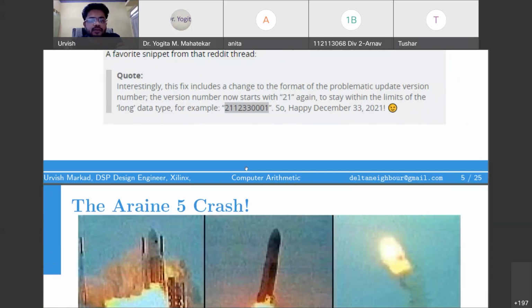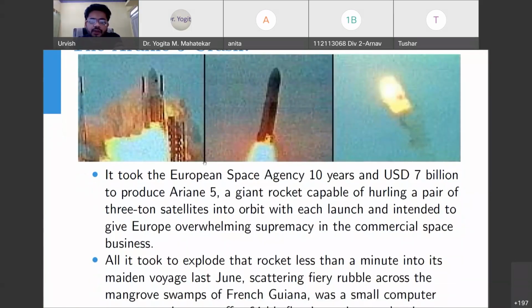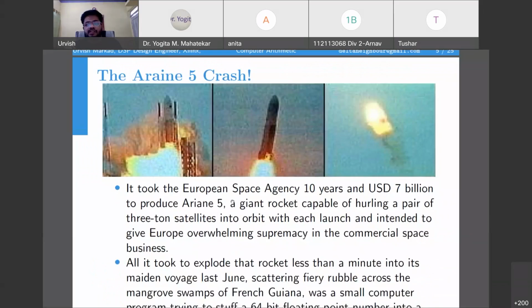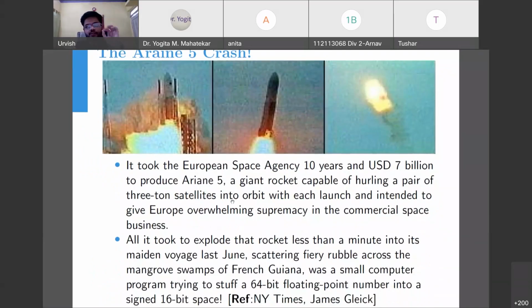Moving ahead. The Ariane 5 crash. There are these vividly taken images of the rocket called Ariane 5. It took 10 years for the European Space Agency to make this rocket, at a price of almost $7 billion. And there was only one small bug inside it, which actually turned the tables upside down.